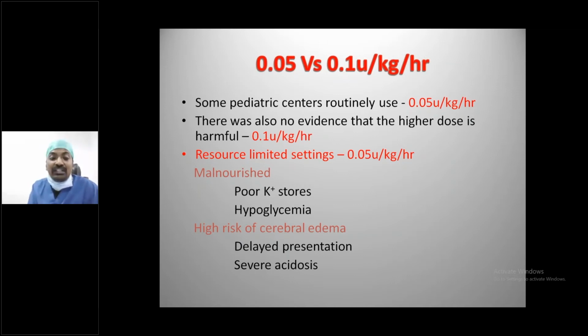And in patients with high risk of cerebral edema, suppose we are seeing children with delayed presentation and prolonged acidosis, then also they are at risk of cerebral edema. So it is better to start with low dose of insulin like 0.05 unit per kilo per hour. These are the three indications to start low dose. One is resource limited settings, malnourished children, and patients with high risk of cerebral edema. Then always it is better to start with low dose of insulin.